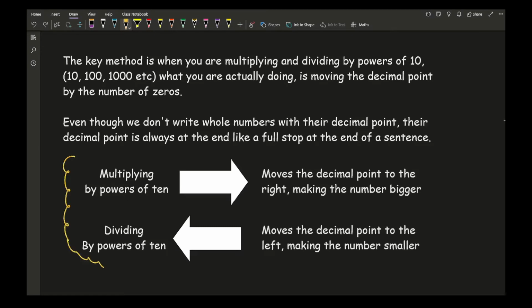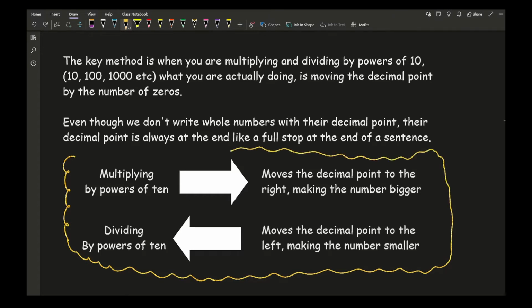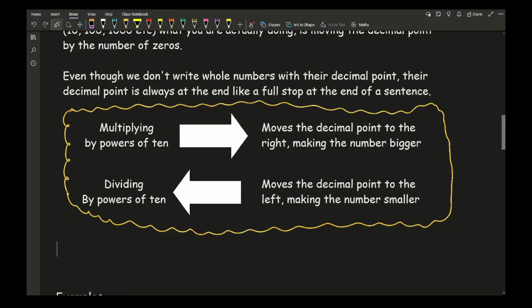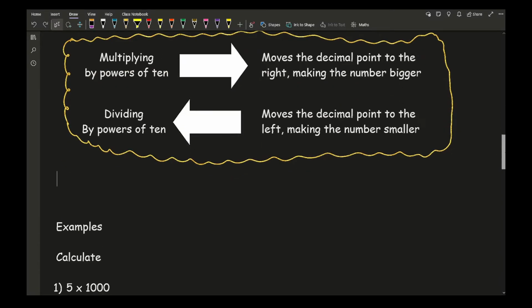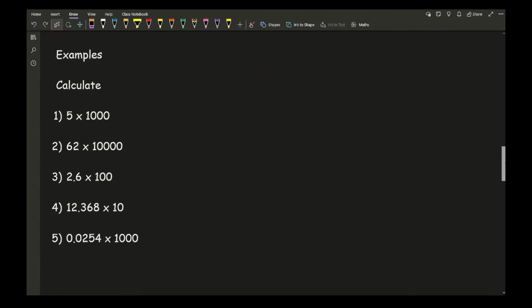Okay, so when multiplying by powers of 10, what you're actually doing is moving the decimal point to the right, making the number bigger. And when you're dividing by powers of 10, you move the decimal point to the left, making the number smaller. And again, the number of places refers to how many zeros there are in what you are multiplying or dividing by. So if that makes absolutely zero sense, excuse the pun, let's have a look at some examples.